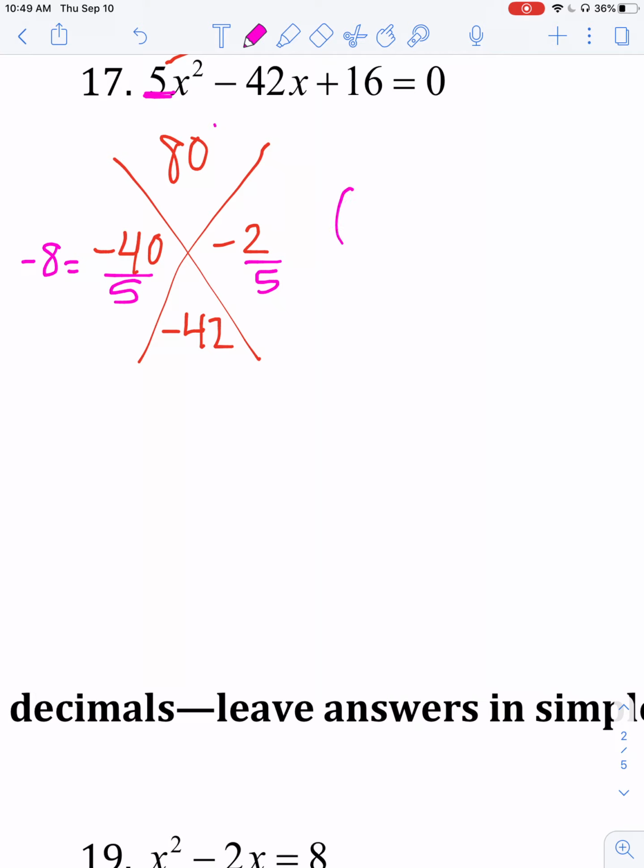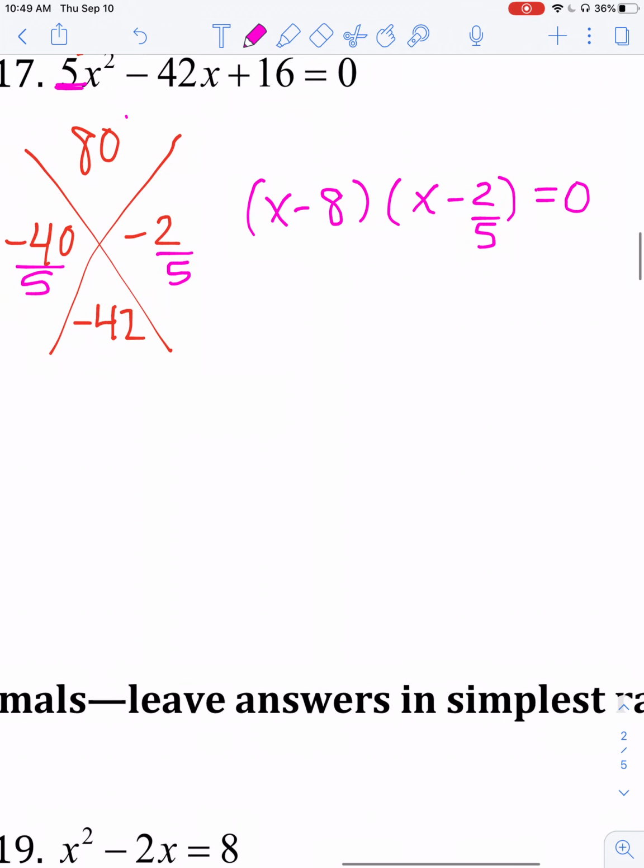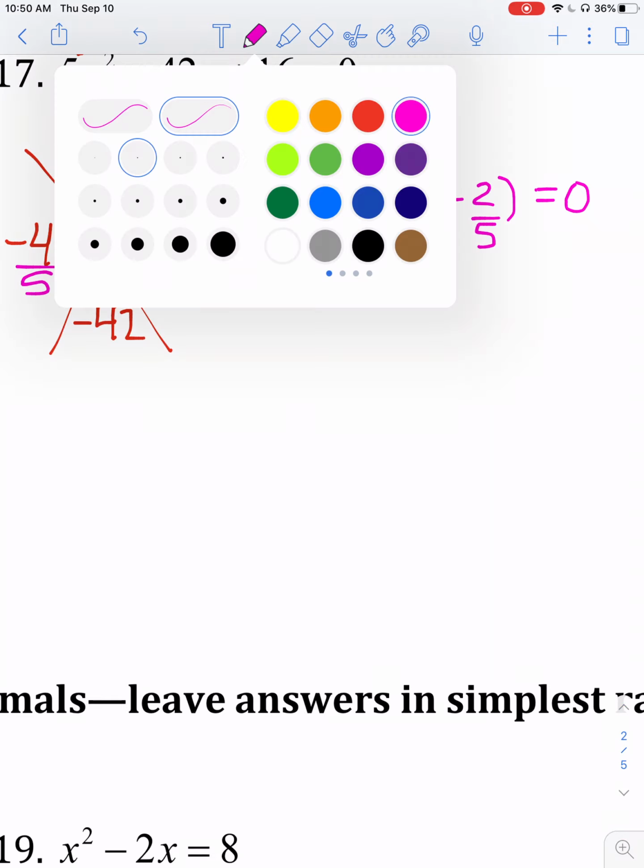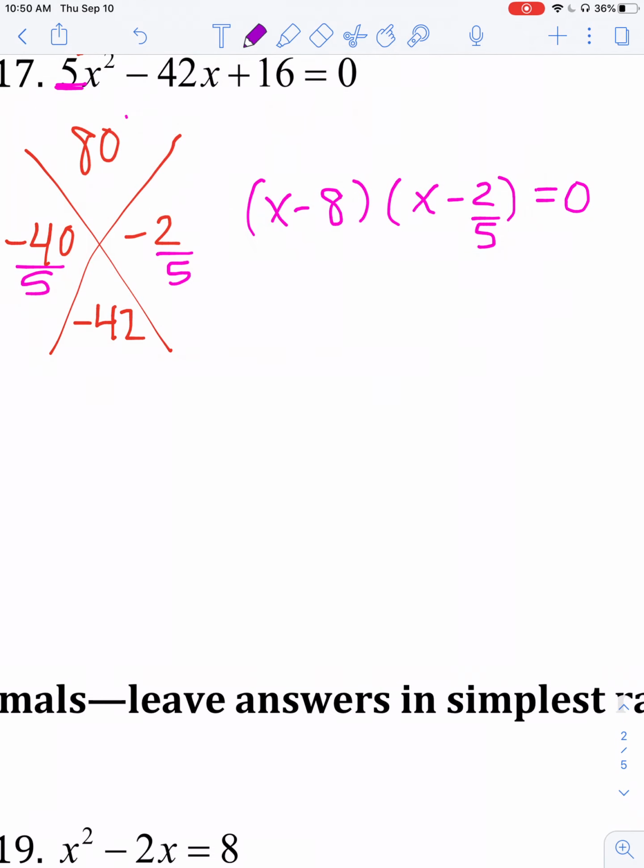So we get x minus 8 times x minus 2/5 equals 0. And now before I go ahead to solve, this is not okay. We need to do bottoms up. So we don't like to leave the fraction. We swing the denominator up to be with the x. It becomes the coefficient of x. So really our factors are x minus 8 times 5x minus 2, and it's equal to 0.